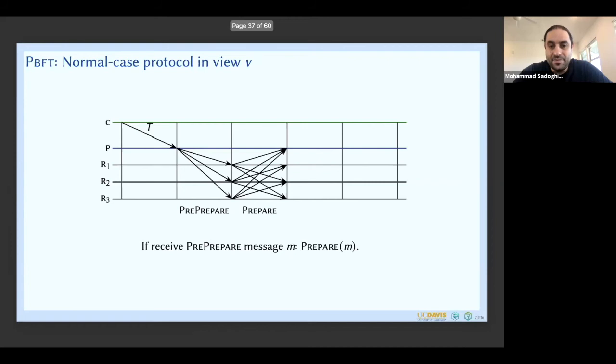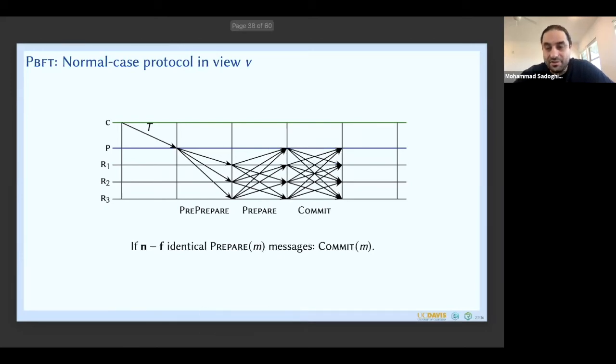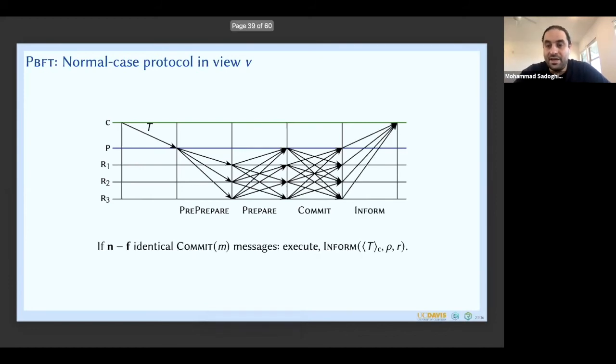The second phase is called the prepare. In this phase, everybody exchanges the message that the primary has sent. So there's a quadratic communication. Everybody sends that message to everybody. Then once the prepare phase has passed, there is a phase called commit. Again, everybody tells everybody that I'm ready to commit. And then eventually, PBFT has several phases: pre-prepare, prepare, commit, and then informing the client.